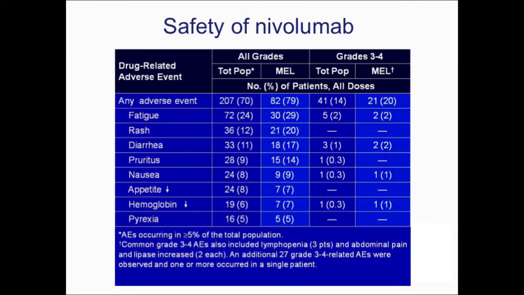If you look at the side effects, and here you can see the total side effects, so there were any adverse events shown in 80% of the patients. But if you look at the grade 3 side effects, in fact, they were very few. And the ones that were shown here were fatigue, diarrhea, nausea, and low hemoglobin. Also, lymphopenia was found, and lipase elevations were found in these patients.